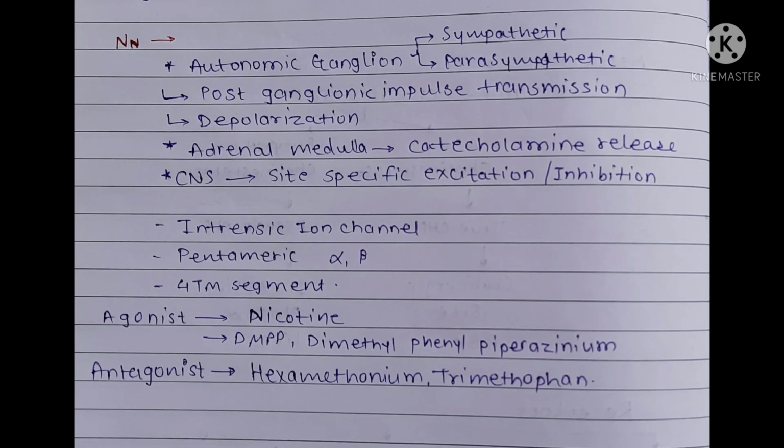Next is the NN receptor. It is present at the autonomic ganglia of the sympathetic as well as parasympathetic system. It works in transmission of postganglionic impulse and depolarization. Then at the adrenal medulla, catecholamine release, and in the CNS, site specific excitation or inhibition. Structure of the NN receptor: it has an intrinsic ion channel, pentameric structure with alpha beta subunits and 4 TM segments. Nicotine and DMPP are agonists while hexamethonium and trimethaphan are antagonists of the NN receptor.